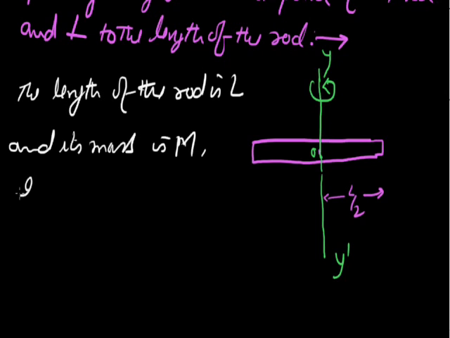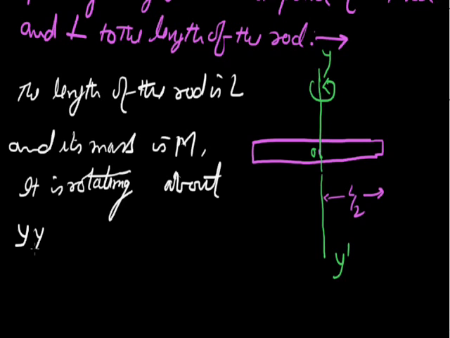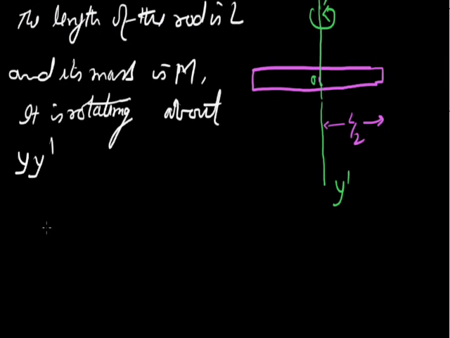It is rotating about the axis, that is y and y dash, the axis of rotation. We want to find the moment of inertia of this rod. So consider the small element. This one is the small element. Its thickness is dx and distance from center is x.